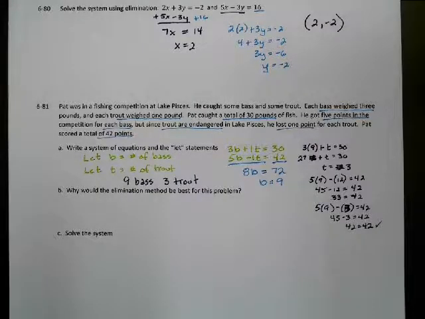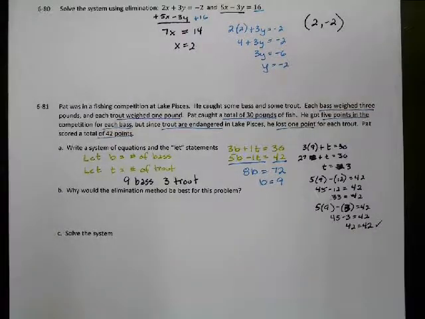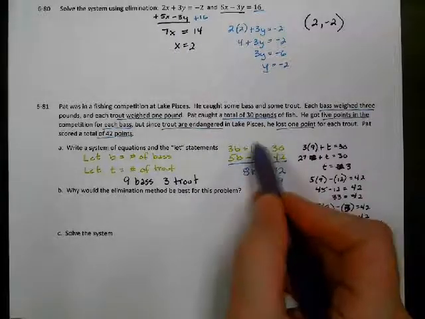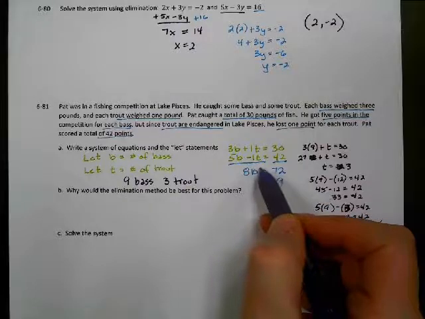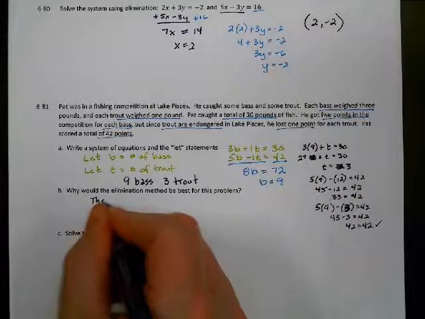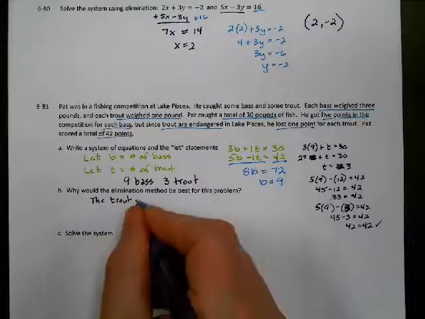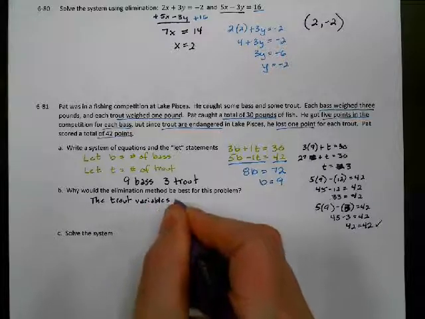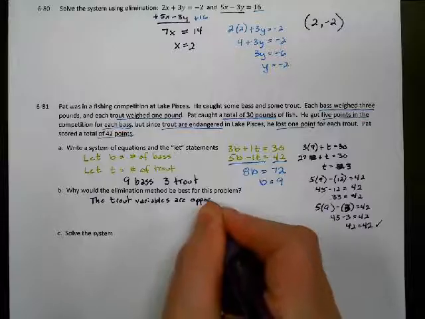All right, so why would the elimination method work best for this problem? Because the trout eliminate. We've got opposites for the number of trout. So the trout variables are opposites, which makes them eliminate.